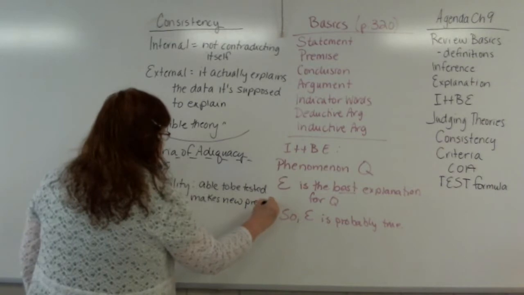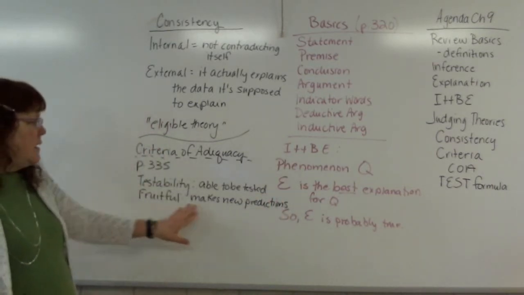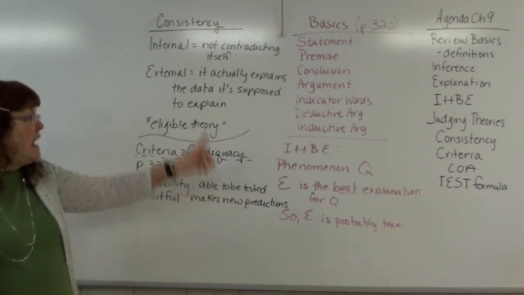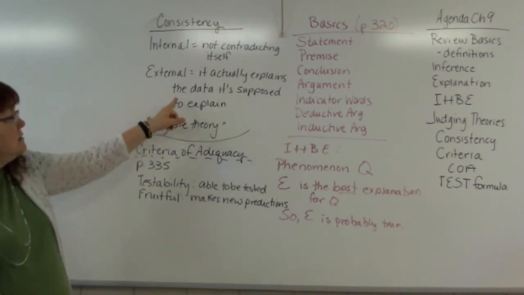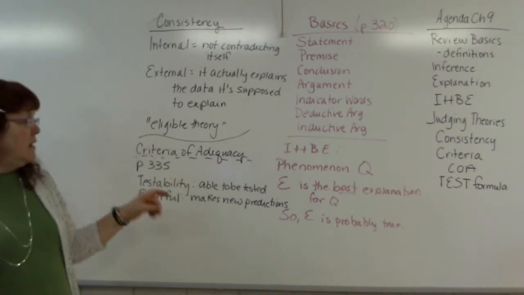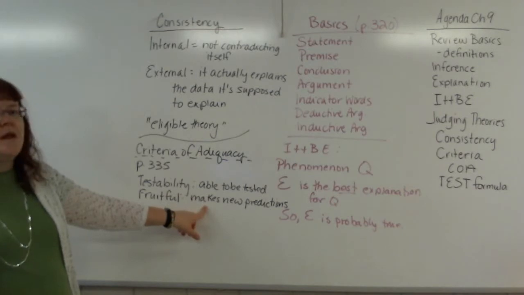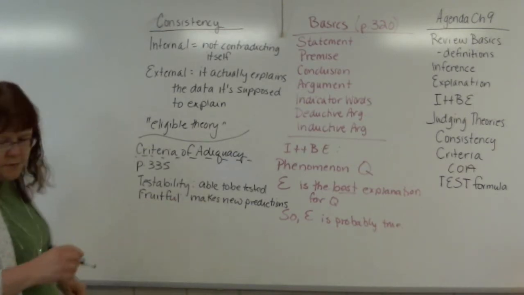Now, here's the fun part. Something that's fruitful makes novel or new predictions, okay? And this means it makes predictions outside the data it's supposed to explain. Because if it doesn't explain the data it's supposed to explain, we don't even have it on the list, right? So when fruitful is defined as making novel predictions, it has to go beyond what we're actually looking for. Now, sometimes this is very important, and other times not so much. We're going to get to that in a little bit too.